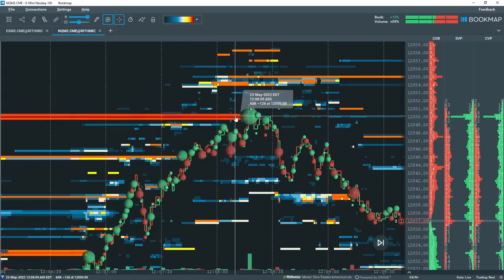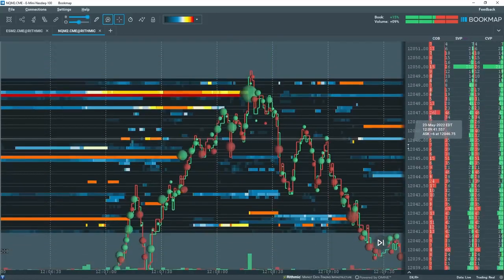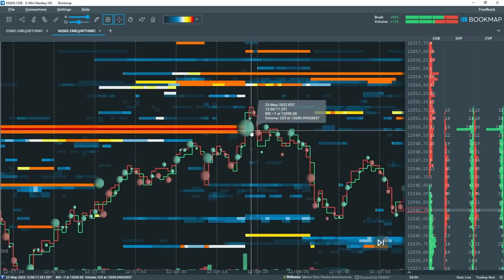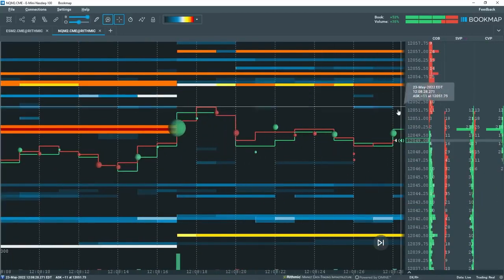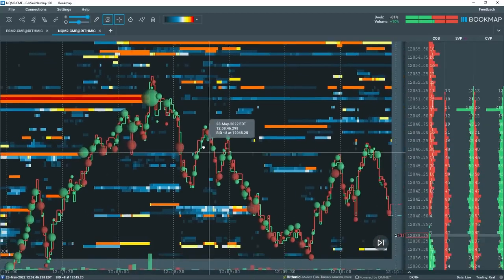And 200 lots is decently heavy size. It's actually very aggressive size on the NASDAQ. Came into the supply zone, hit the high of 12.050. The market moves up until the last buyer buys. We have a very large trapped buyer, over 238 lots at the high. And now the market recognizes this.